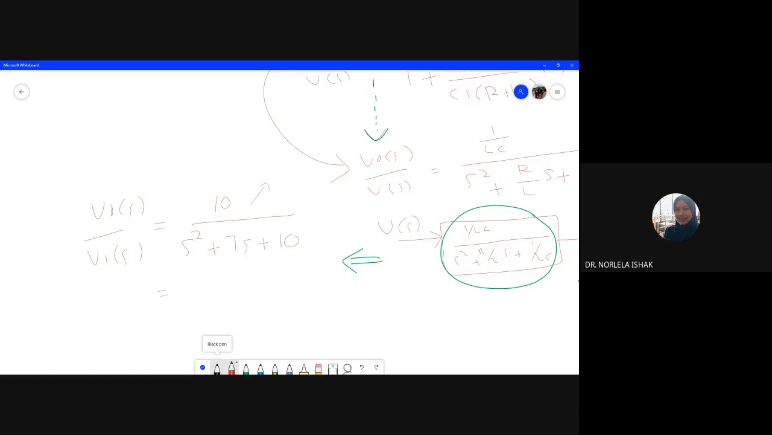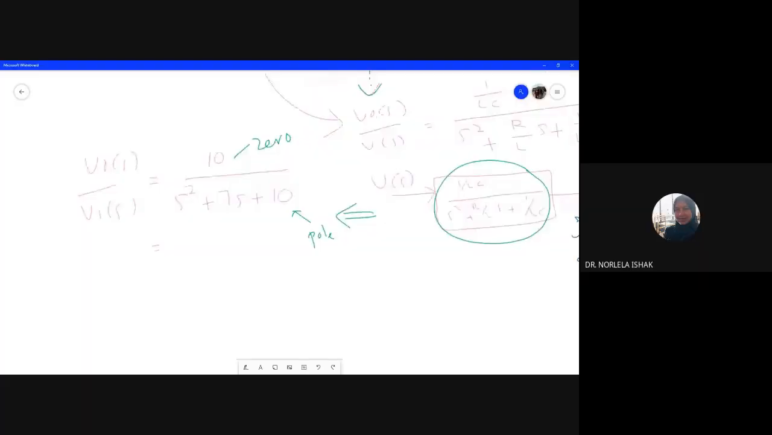Is it pole? Pole ke zero kat atas? Kat atas zero ke pole? This is your zero. Okay, yang ini adalah your pole. Betul tak? Betul tak, Din? Ya, rasanya betul. Betul tak, Syah? Okay, good. So, jadi ini adalah 10.